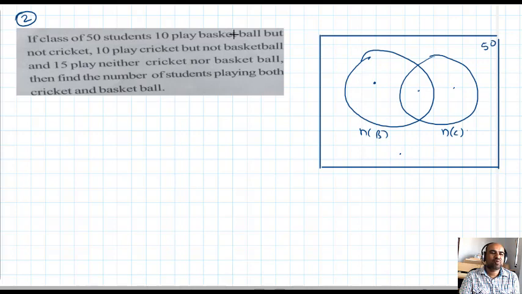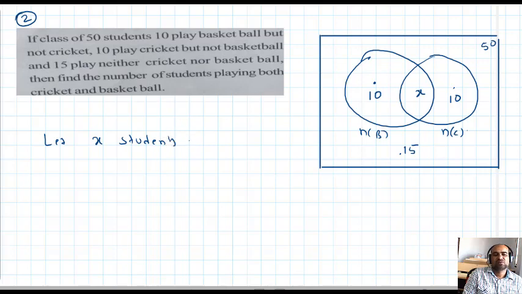50 students, 10 play basketball but not cricket, means 10. 10 play only cricket, this 10. Let it be X. 15 play neither, outside. Let X students will play both.